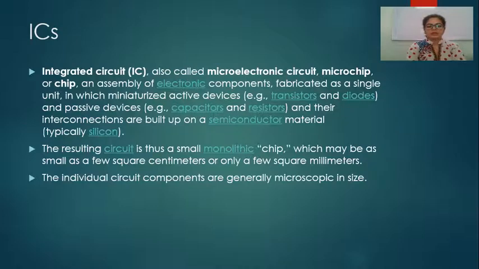The individual circuit components are generally microscopic in size, and how the connections are made on the chip is not easy for us to identify because they are very small in size. They are microscopic in size. So this is how we can make a chip with millions of connections. So this is the very basic introduction of IC.